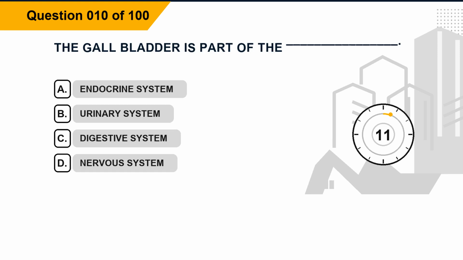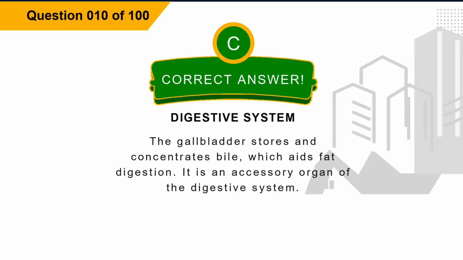Question 10. The gallbladder is part of the blank. Option A. Endocrine system. Option B. Urinary system. Option C. Digestive system. Option D. Nervous system. The correct answer is option C.